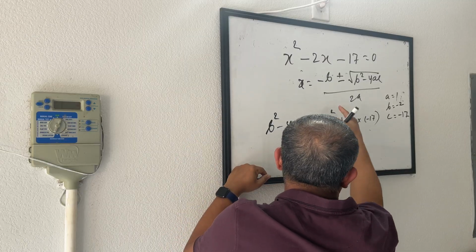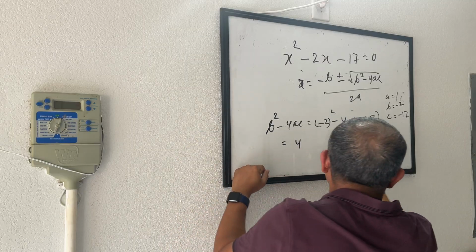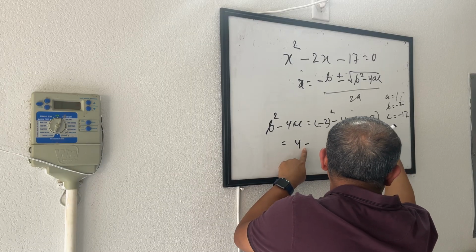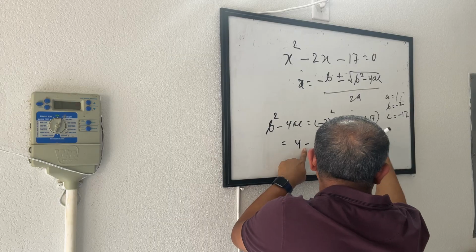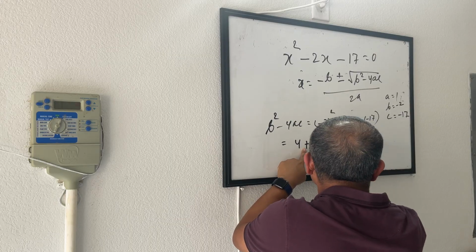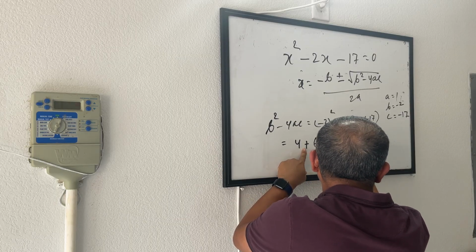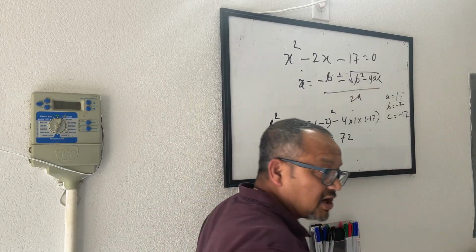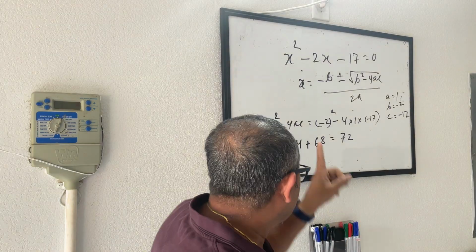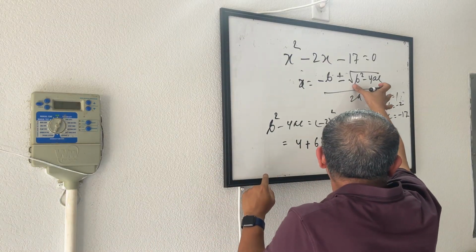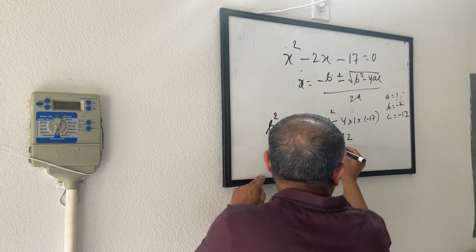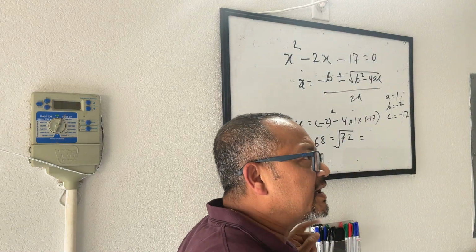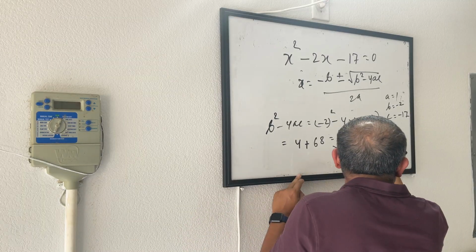I am talking about minus 2 square, that is 4, and then minus 4 into 1 into minus 17. So minus into minus becomes plus. 17 times 4 is 68. I am talking about 72. So this thing is positive, so I am talking about two solutions. And now what is the value of this square root of 72? 6 sixes are 36, 7 sevens are 49, 8 eights are 64, 9 nines are 81. So for the sake of simplicity I will say 8.5.